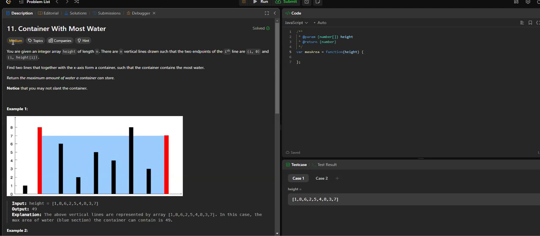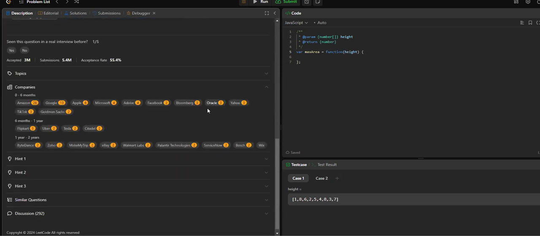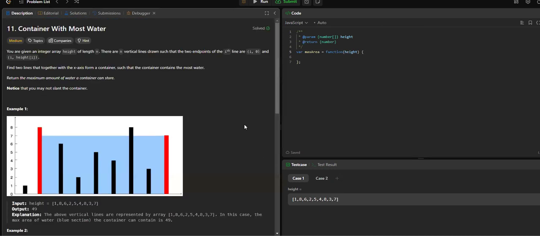So today we'll be solving one LeetCode medium problem, which is named Container With Most Water. This is a pretty good question, which is asked in almost all good companies most of the time. Facebook, Google, Amazon, Apple, Microsoft, everyone is asking this question. So let's go through the problem statement and see how we can solve this.